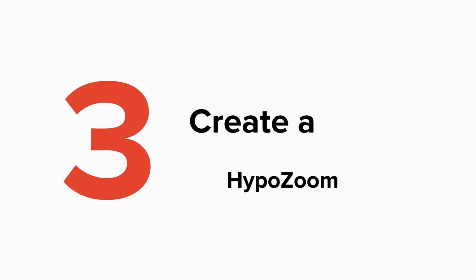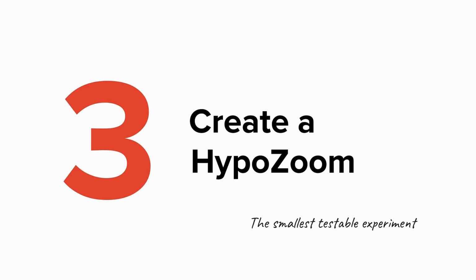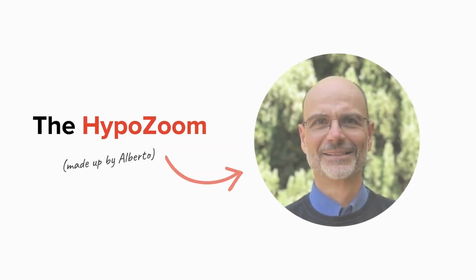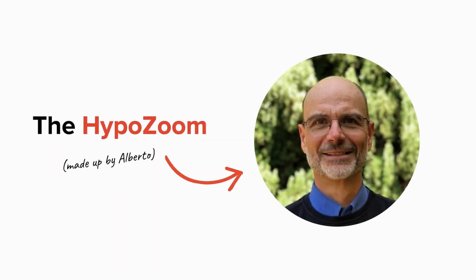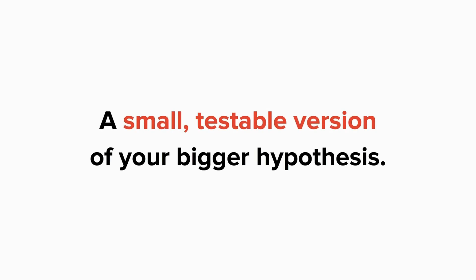The Hypozoom. Once you've figured out this XYZ hypothesis, you want to go and run that experiment as a Hypozoom. Now the word Hypozoom was made up by Alberto, and all it means is a small testable version of your bigger hypothesis. With the sushi example, we can't necessarily test whether 20% of packaged sushi buyers will buy a second-day sushi if it's half price, because that's not specific enough.